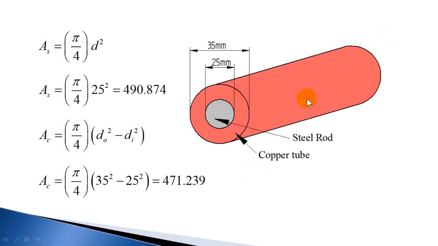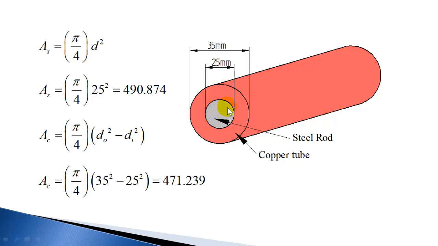So this is an assembly with a steel rod of 25 mm diameter, whereas the copper tube is outside the steel rod, or the steel rod is inside the copper tube. The copper tube has inside diameter 25 mm and outer diameter 35 mm. They are rigidly connected, bonded together, so that no individual expansion or contraction is allowed when the temperature changes. So it can be taken as a composite assembly.